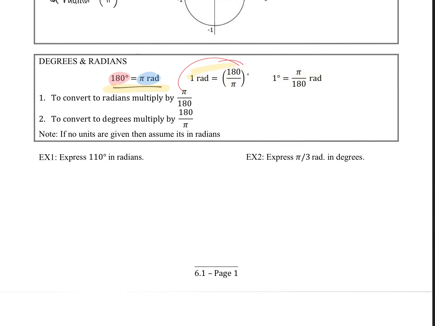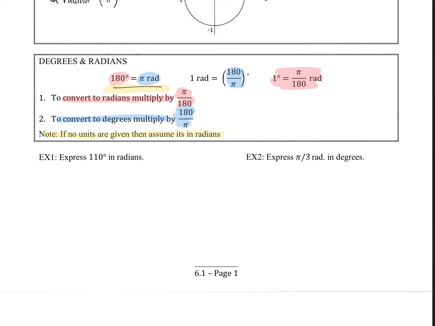Why do we have these two equations right here? It's because sometimes we need to convert between radians and degrees. To convert to radians, you multiply by pi over 180. That's this one right here. To convert to degrees, you multiply your item, whatever it is, by 180 over pi. And note, if no units are given, assume it is radians. That is what I mentioned before. The default is just radians.